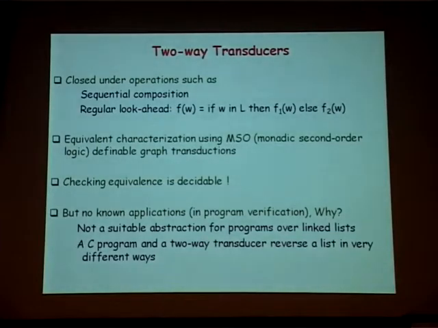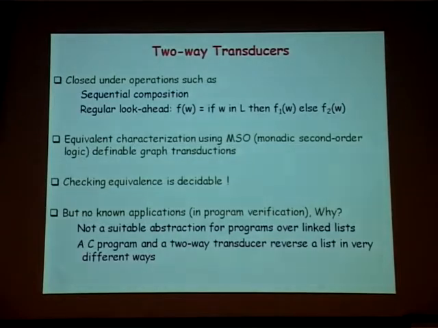Just the same way as there is a logic-based characterization of regular languages. So that's evidence that this class is robust. It has different characterizations. And in our context for verification, one nice property is that checking equivalence of two-way transducers is decidable. They are closed under operations such as sequential composition. If I want to say f of w is f1 of f2 of w, so if f1 and f2 are regular, f is also regular. So just sequential composition of functions.